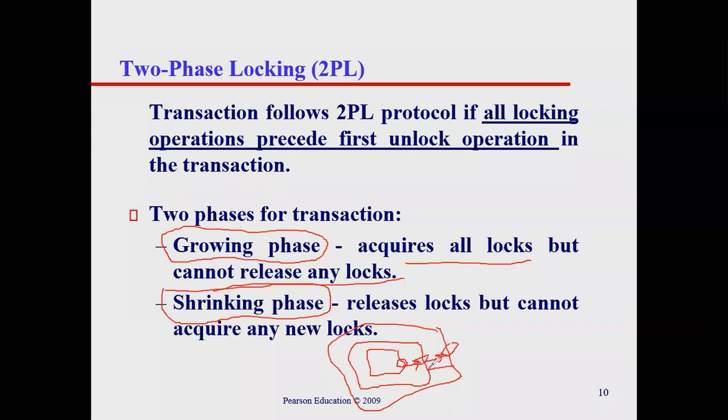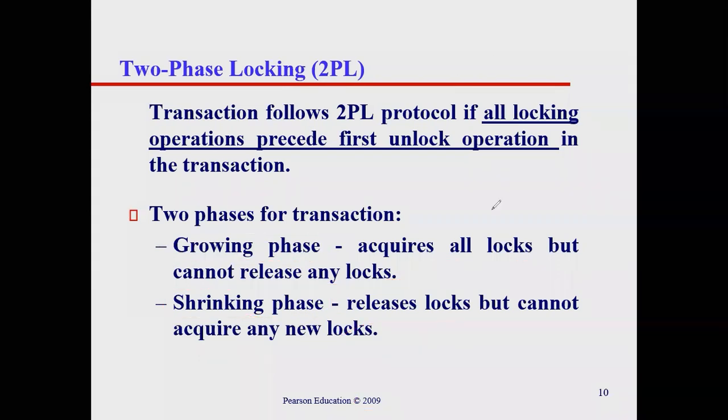And what is the shrinking? You unlock it, and then you unlock it, and then you enter into the room. This is called shrinking. So shrinking means unlocking, releasing the locks, and growing means having more locks. So the growing phase acquires all locks but cannot release any lock. This is called growing.